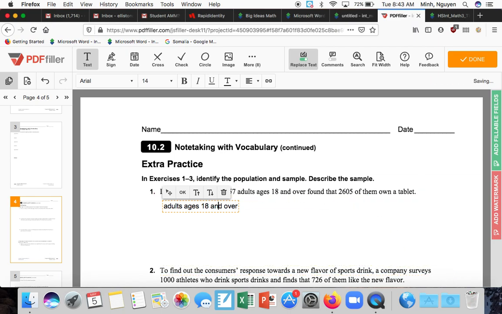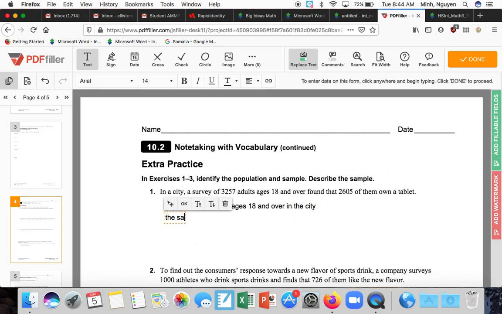The population is adults ages 18 and over in the city. And the sample is the smaller group, which is we've only surveyed 3,257 adults ages 18 and over.